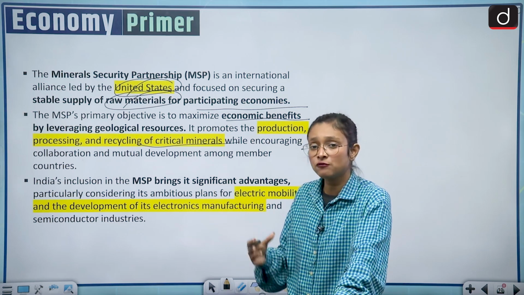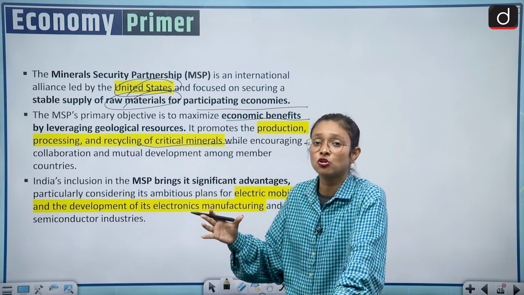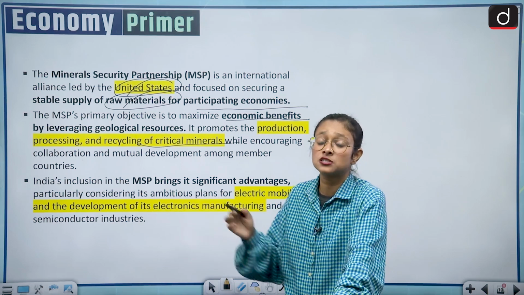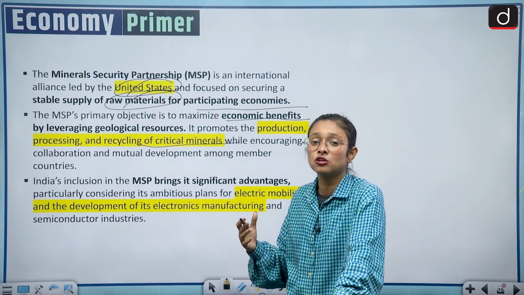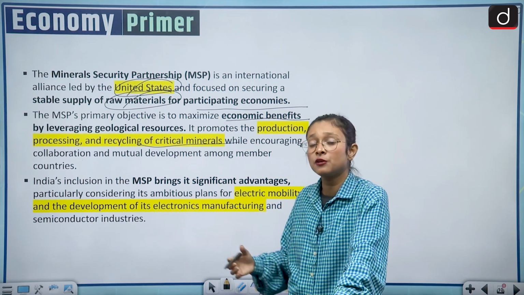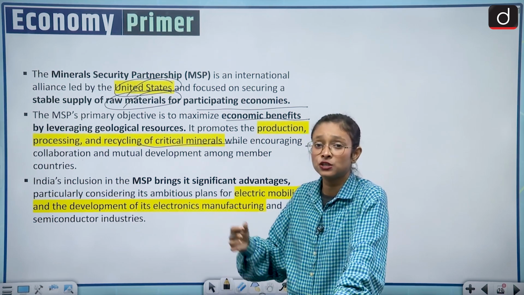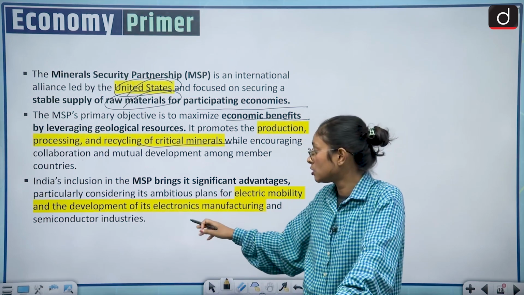And here the main focus is on the raw materials. With the help of raw materials we can boost our economy, because we can make them into finished products which can be useful for electricity generation. And India is becoming largely dependent on electric vehicles. Because of that, MSP can be the biggest tool for our dependency on electric vehicles, and we are shifting towards cleaner technology. So in that sector this MSP will work a lot.